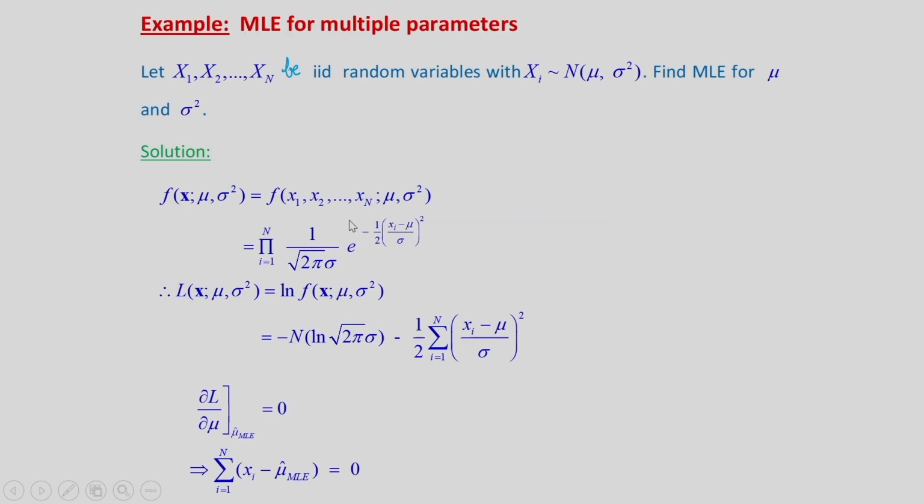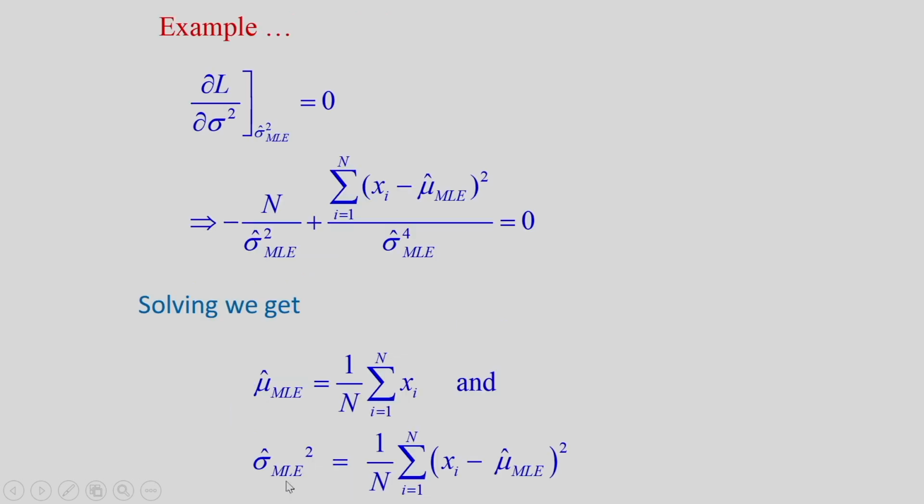If we solve these two equations, first equation is this and second equation is this, we will get mu hat MLE is equal to 1 by n summation x_i, i going from 1 to n. This is the sample mean, and similarly this is the sample variance, that is sigma hat MLE square is equal to 1 by n summation (x_i minus mu hat MLE) whole square, i going from 1 to n. So, that way we get the estimators for mean and variance.